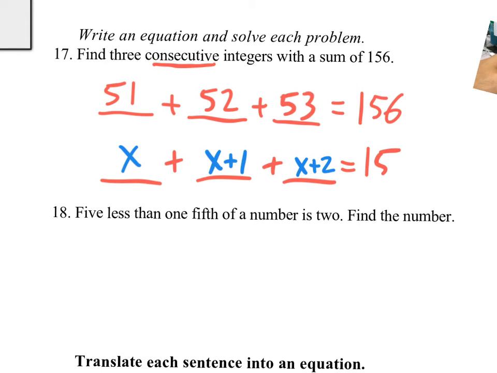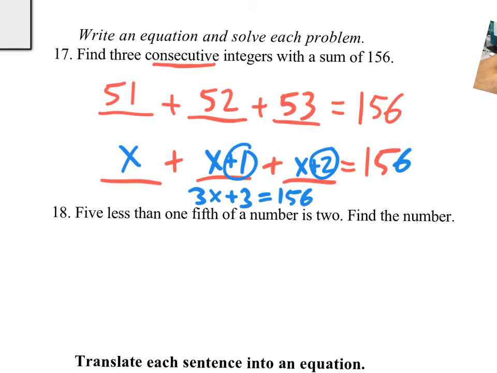X plus X plus X is a total of 3 x's, and then the 1 plus 2 is a 3, and it equals 156. I don't know why I wrote 15 right there, but it's 156. So this is the equation you're supposed to solve. But again, the easy way to do it is to take your calculator and take 156. Since you're talking about 3 numbers, divide by 3 to get a good idea. 156 divided by 3 is 52. Write the number before it and the number after it, and you've got your 3 consecutive numbers that add up to 156.